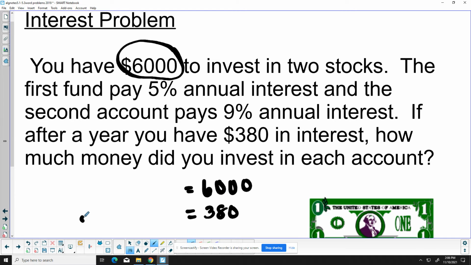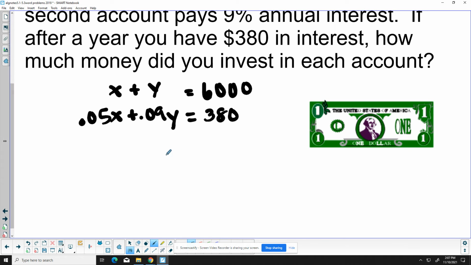So I'm going to do 0.05x. And remember how to do that: you take your decimal and move it up twice. Plus 0.09y, and it pays out $380 after a year. So I put some of the money in the first account and some in the second account, and I'm splitting that up with the 6,000, which is why I did it the way I did.